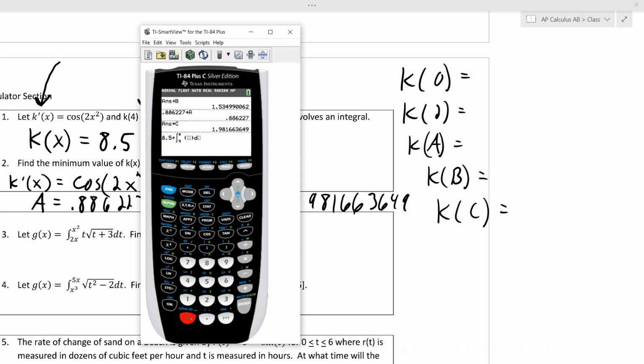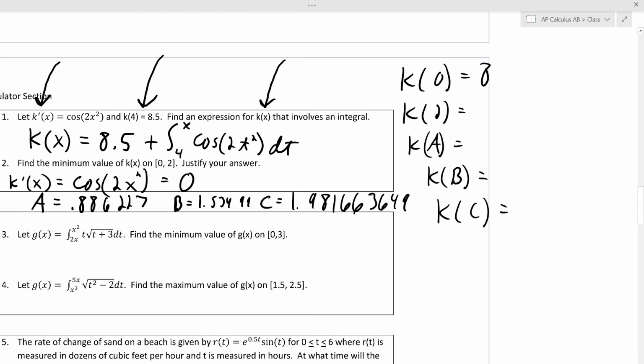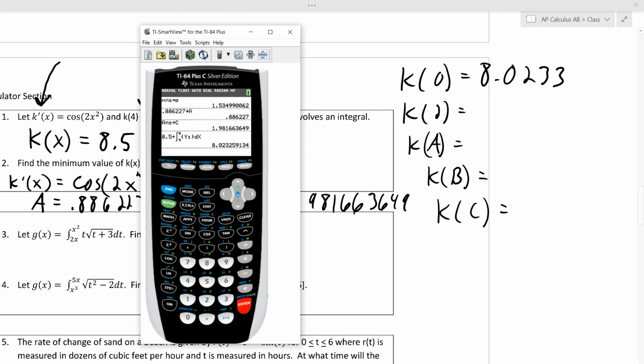8.5 plus the integral from 4 to 0 of my derivative, which is VARS function, Y1. Okay, so that was my derivative of x. And that's going to tell me what it is at 0. And it happens to be, calculator's working really hard here, 8.0233. All right, so we got that going on. 8.023. That's right, 3. Okay, good.